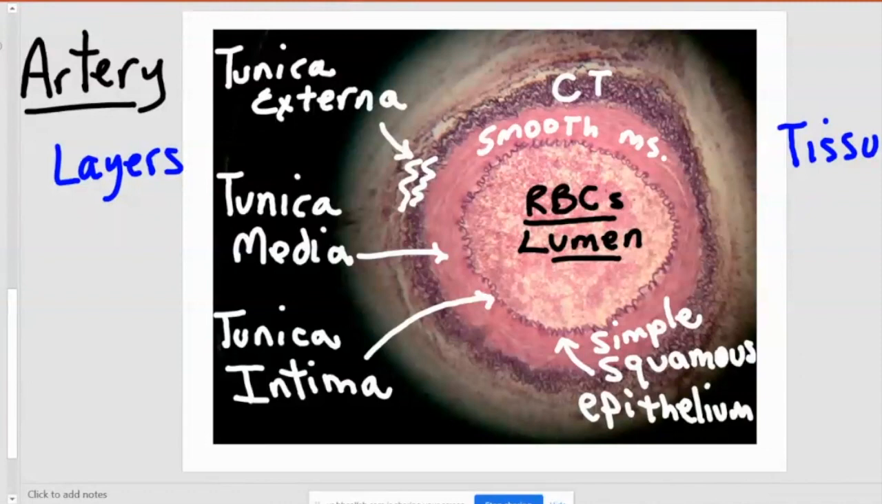So here are the three layers of the artery. Out here, we have connective tissue. Right here, we have smooth muscle. And then this single little wavy line, that is simple squamous epithelium. In here, this is our lumen, and we have a bunch of red blood cells.